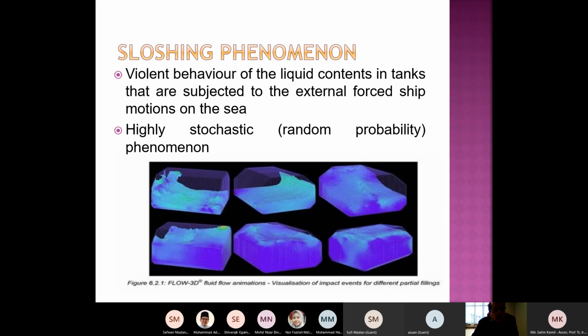So what about sloshing, right? Actually, it is violent behavior of liquid. You can do your own experiment with some liquid in a container. And of course, at sea, you have the external force or the ship motion. So sloshing, you name it as a highly stochastic, or random probability, phenomenon.